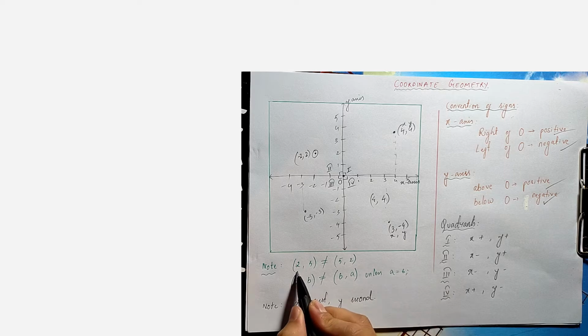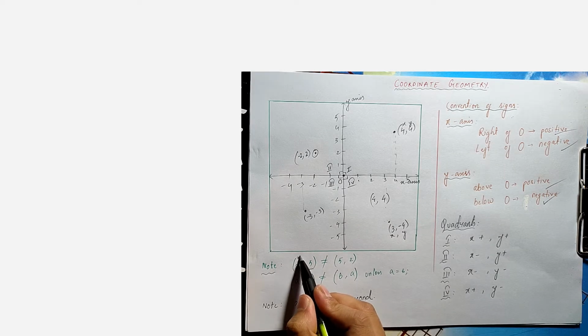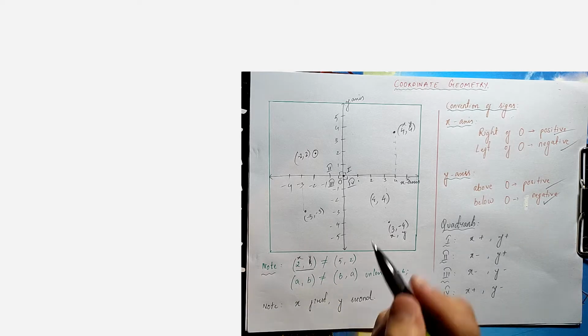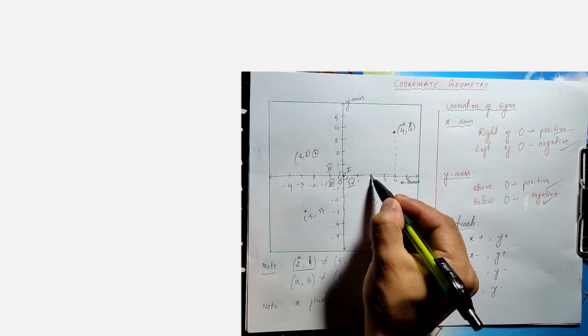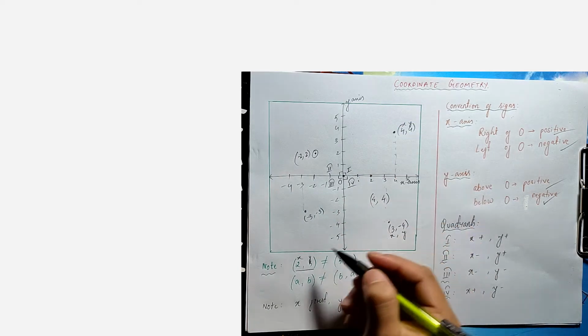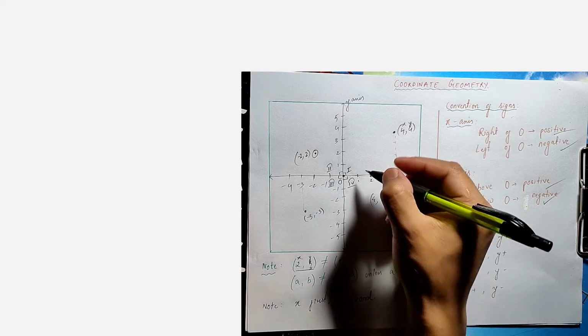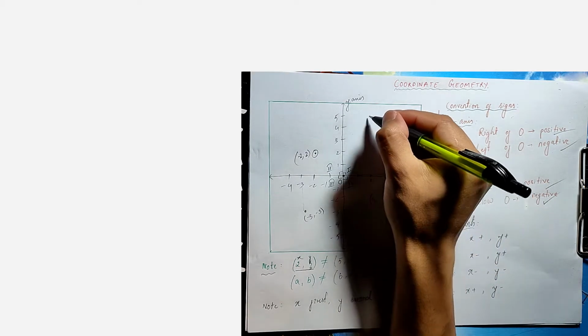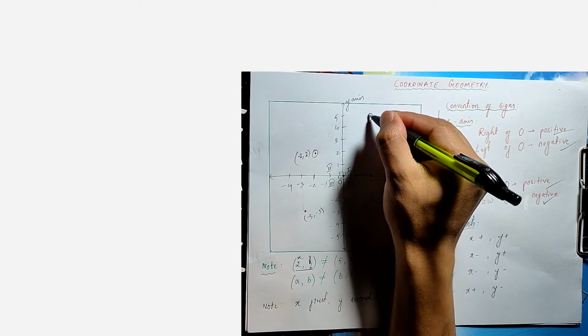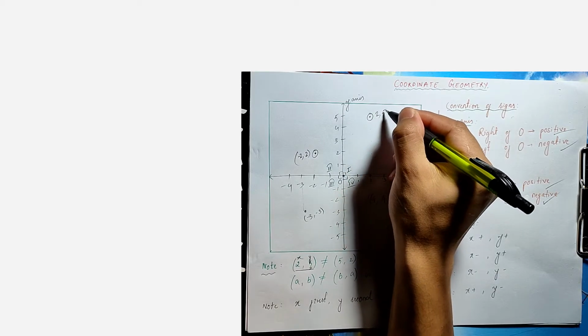Now let us draw this point, that is 2 comma 5. We know that 2 comma 5 means first x is 2 and then y is 5. So x is 2, so 1, 2. Now I know where I am on the x-axis, but I don't know where I should go for the y-axis. So let's look at the y-coordinate, that is 5. Positive 5 means we have to go up. So 1, 2, 3, 4, 5. It'll be here. So this will be my point 2 comma 5.